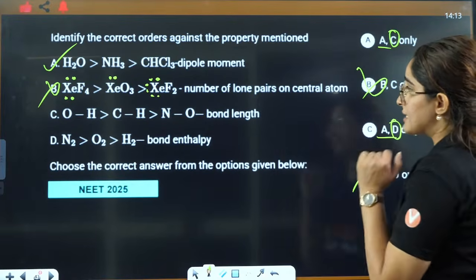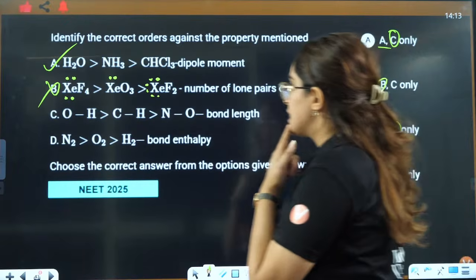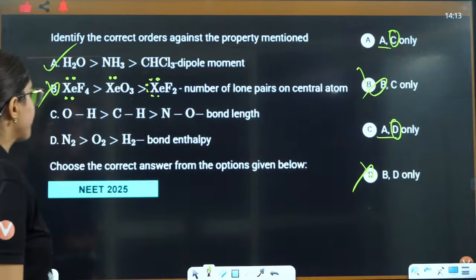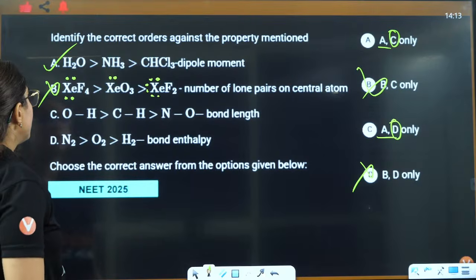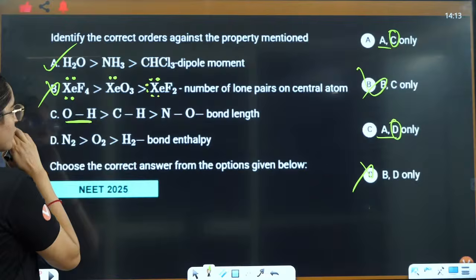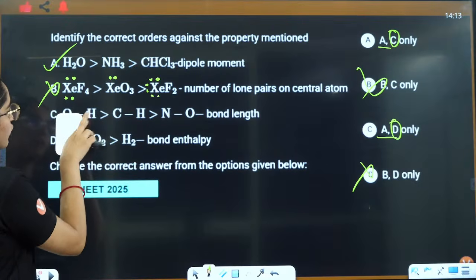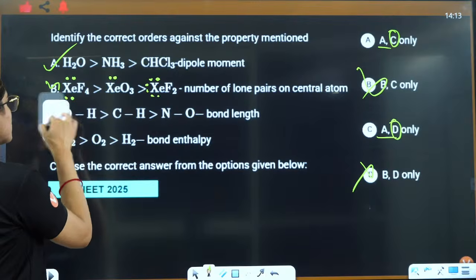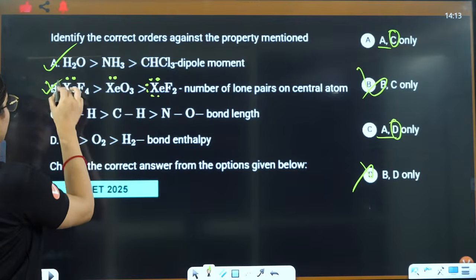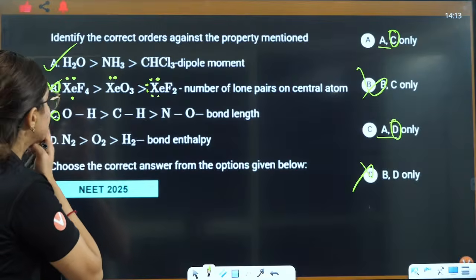Which of the following is correct? Right? So OH, then CH, then NO. Here the electronegativity is more, right? So here the order will be opposite. It should be CH, OH and NO, right? So this is also not correct here, right?